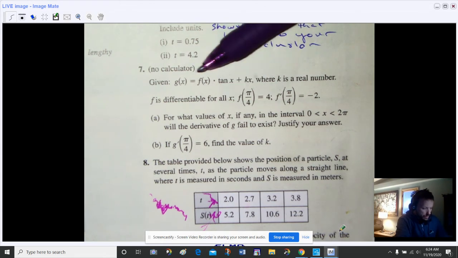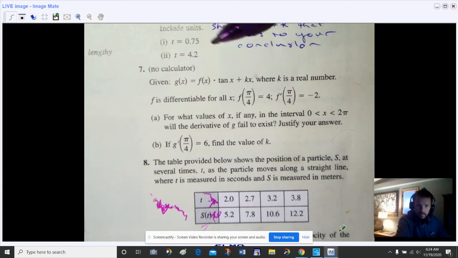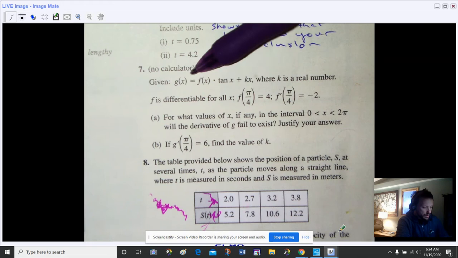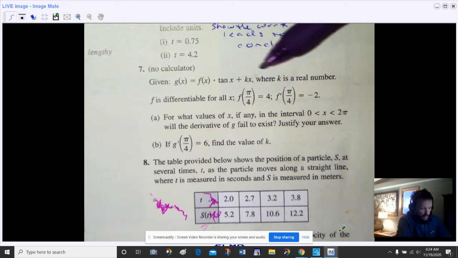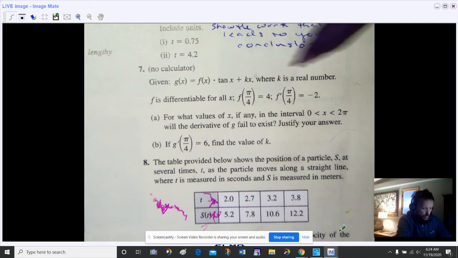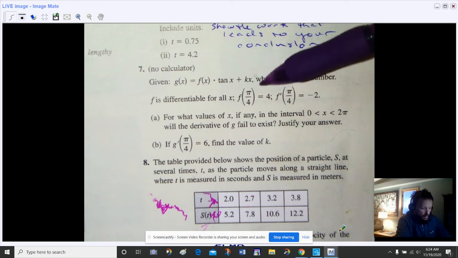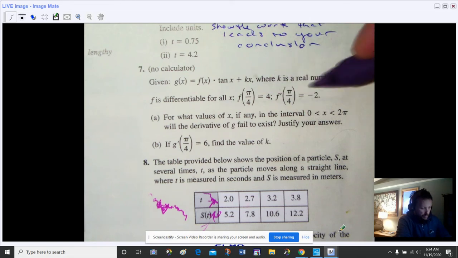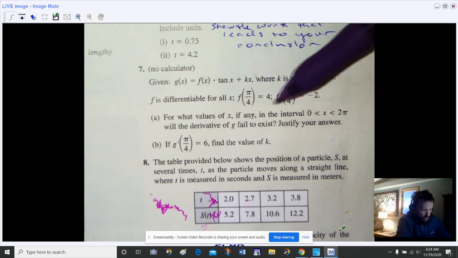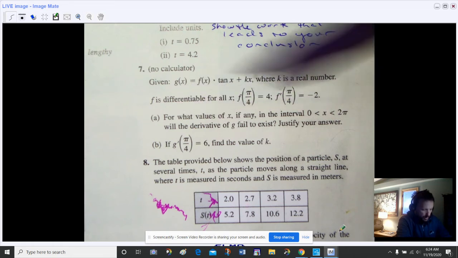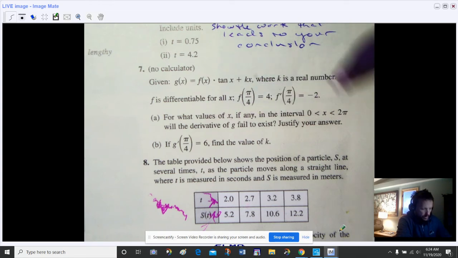All right, so this is our function, and it's kind of messy, but they love doing these sort of things. But g of x is f of x times tangent of x plus kx, where k is a real number. F is differentiable for all x, and f of pi over 4 equals 4, f prime of pi over 4 equals negative 2. For what values of x, if any, on the interval 0 to 2 pi, will the derivative of g fail to exist, and justify your answer?